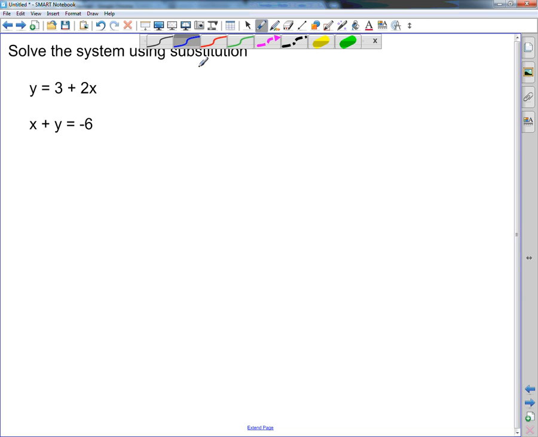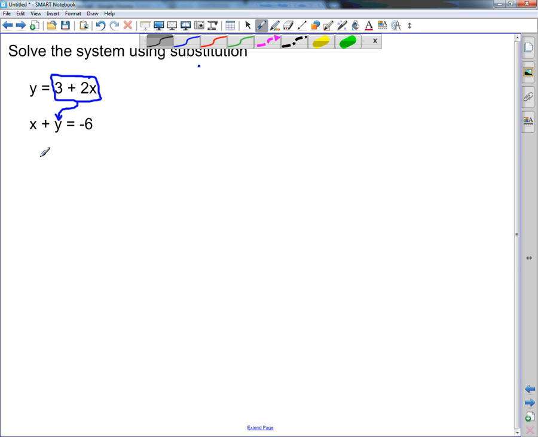So substitution means we're taking a chunk. The 3 plus 2x is equal to y. So anywhere I see a y in my second equation, I can change it or substitute it for 3 plus 2x. So I'm going to drop that in to where y is.